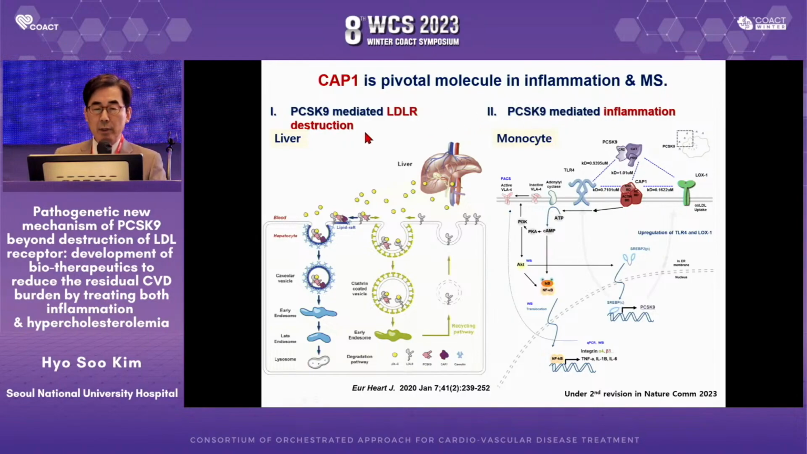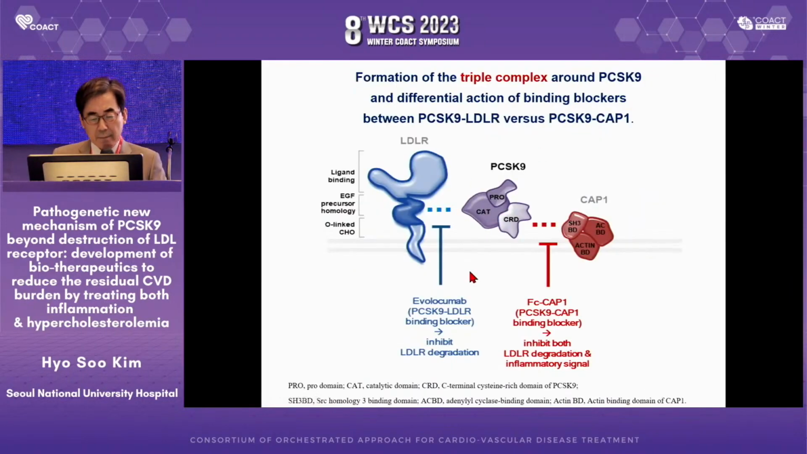It plays a role in cholesterol risk. It also plays a role in residual inflammatory risk. But alirocumab does not have any impact on anti-inflammatory action because it blocks the binding between the LDL receptor and PCSK9. Even in the presence of alirocumab, there is still interaction between PCSK9 and CAP, leading to inflammation.